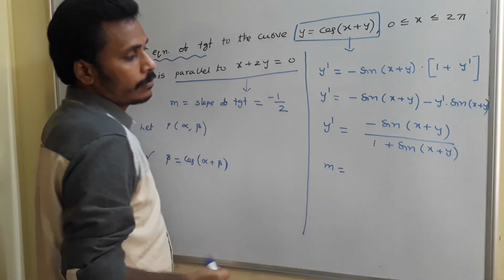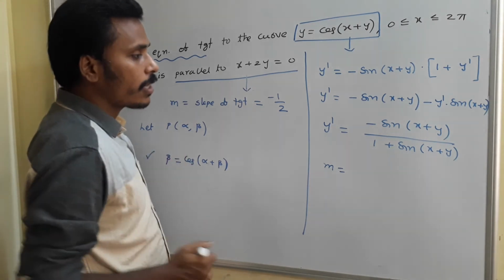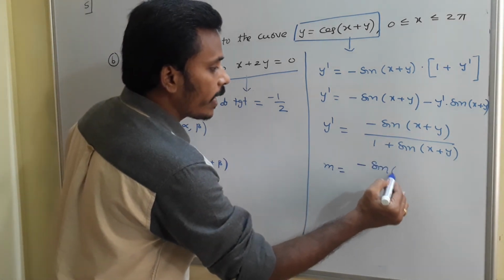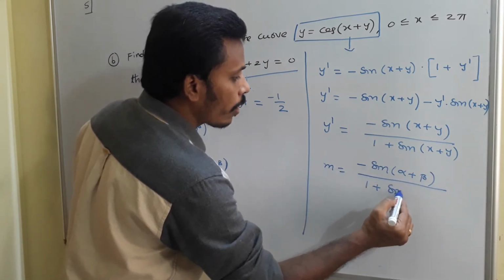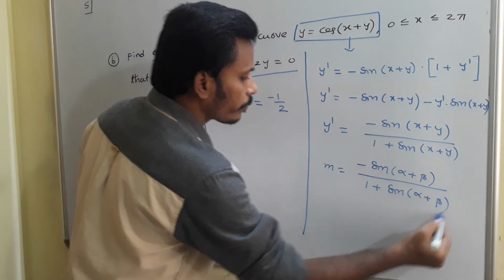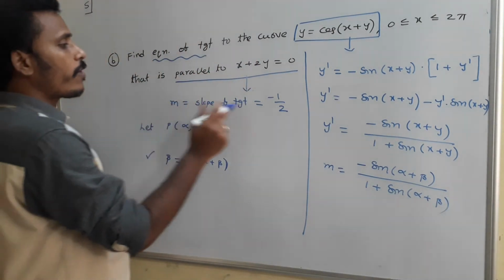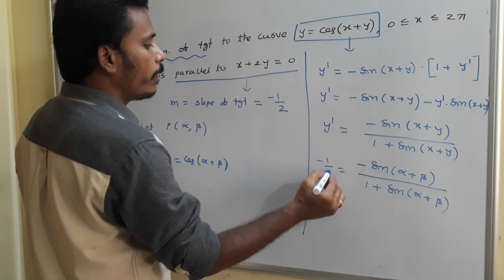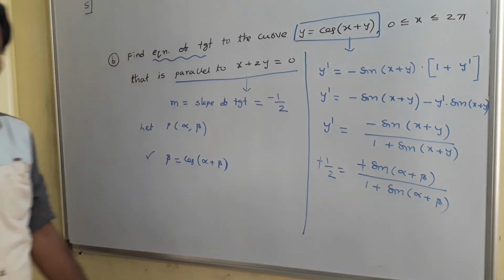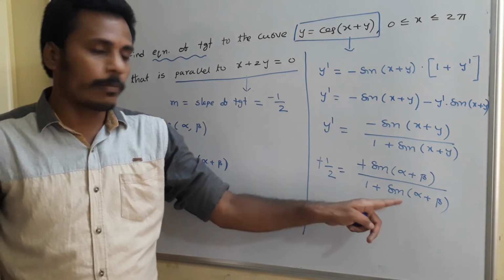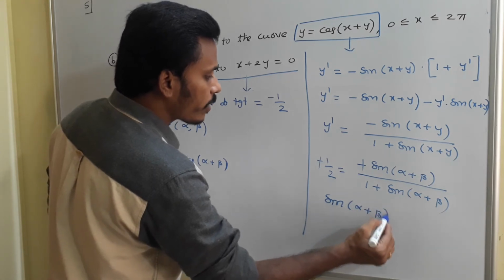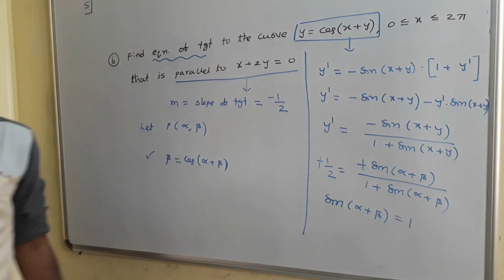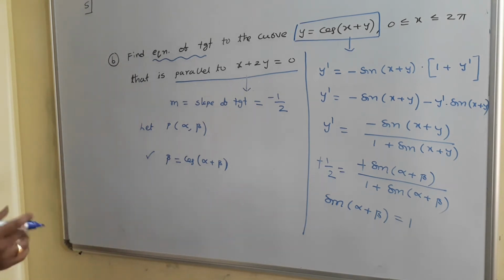m is the dy by dx at the point. The point is alpha comma beta, right? So m equals minus sin of alpha plus beta divided by 1 plus sin of alpha plus beta. And that m, the slope of the tangent, is already given in the problem as minus 1 by 2. So you just cancel out this minus 1 and minus. So this is 1 by 2, this is something by 1 plus something. So from there it is very clear that sin of alpha plus beta is 1. If sin of alpha plus beta is 1, then 1 by 1 plus 1, 1 by 2, is satisfied. So sin of alpha plus beta equals 1.